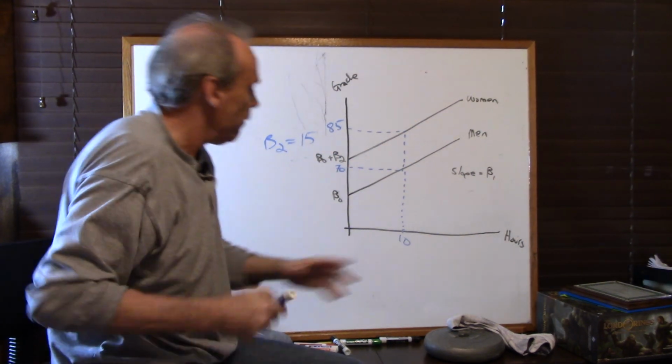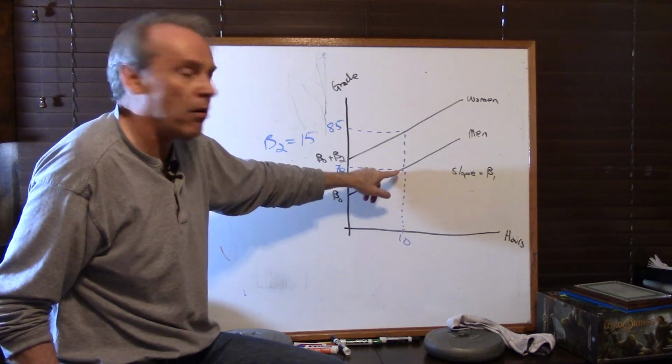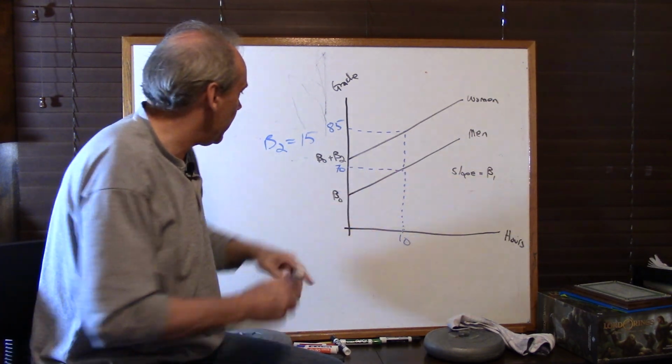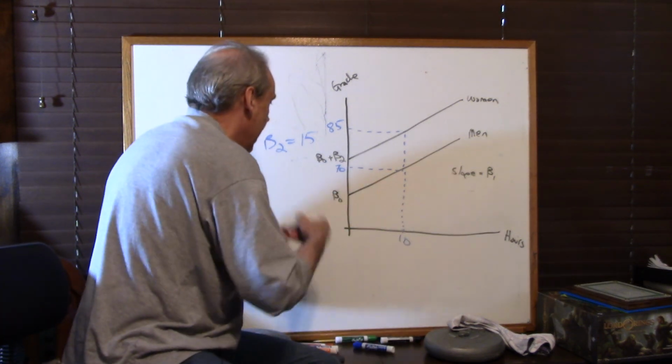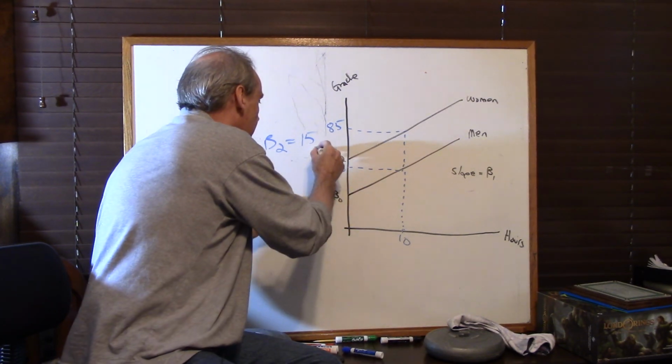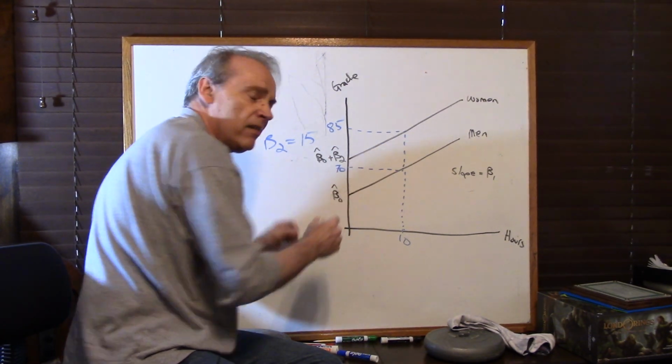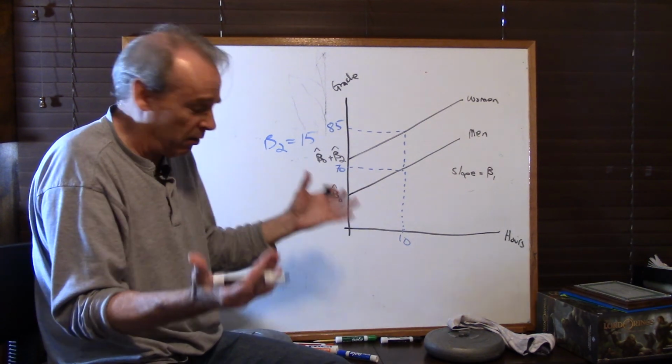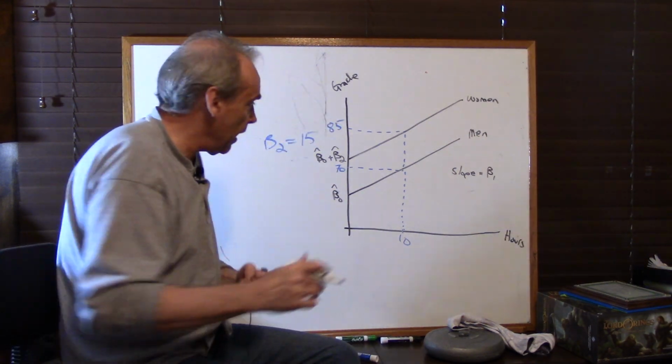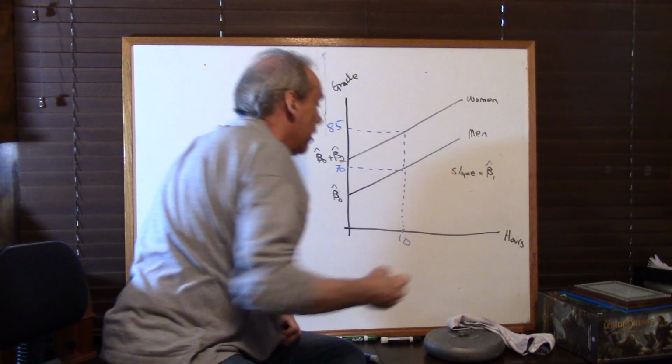So for a male student studying 10 hours, my regression analysis is predicting, oh, and by the way, I should put hats on all these because this is clearly a regression that we ran. Well, that's not necessarily true. I could be talking about the theoretical equation. But let's say I'm not. Let's say I'm talking about the one I ran.